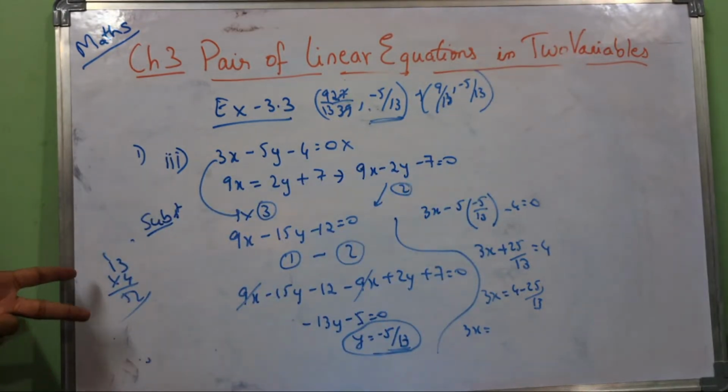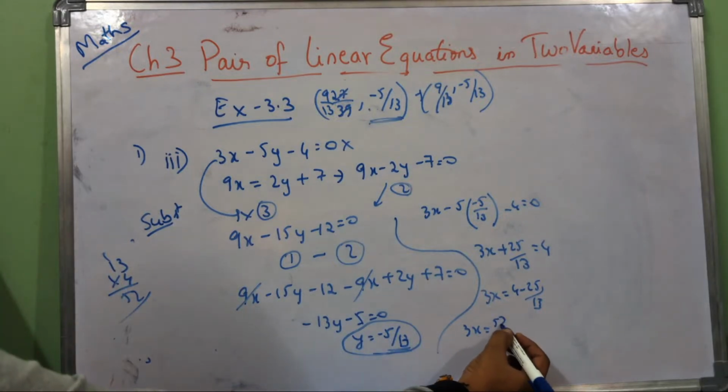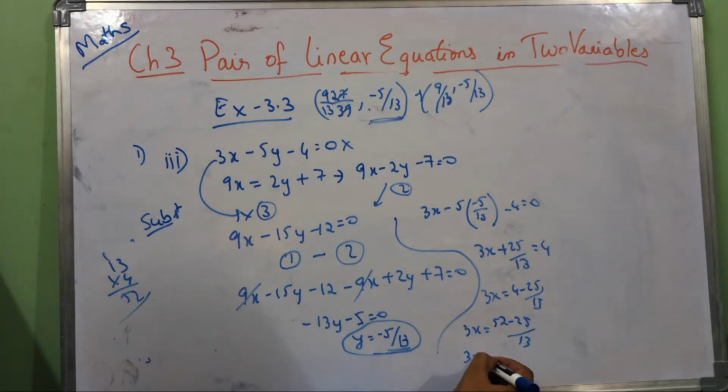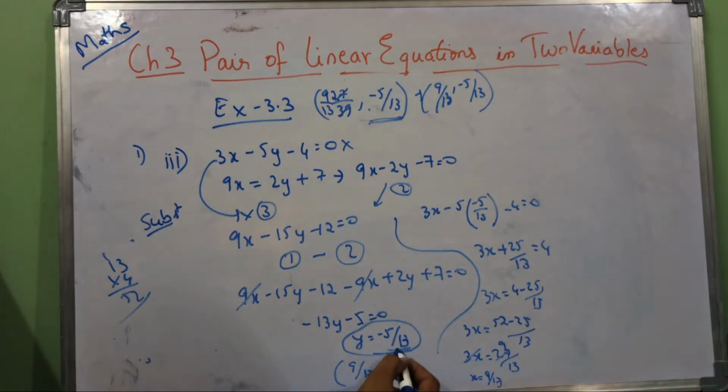13 4 is 52. 4 3 is 12, 1 4 is 4, 52. Yes. 52 minus 25 by 13. 52 minus 25 is 27 by 13. And 3 ones are 3, 9. So x equal to 9 by 13. So the final answers are 9 by 13, comma, minus 5 by 13.